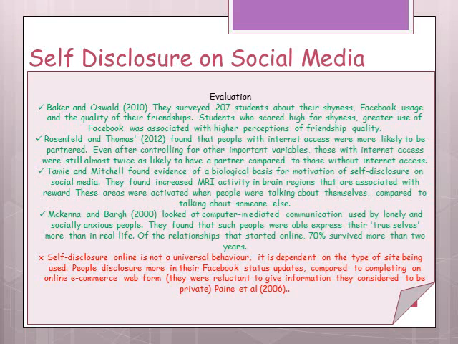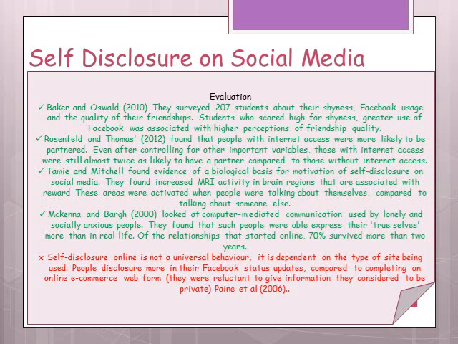Tamir and Mitchell found evidence for a biological basis for the motivation of self-disclosure on social media. They found an increase in MRI activity in brain regions associated with reward, and those areas were activated when people were talking about themselves compared to when they were talking about someone else. So it could be rewarding for us to disclose on the internet, and could become slightly addictive if we become used to those rewards. And McKenna and Bargh looked at the computer-mediated communication used by lonely and socially anxious people, and they found that such people were able to express their true selves more than they were in real life. And of the relationships that started online, 70% of them survived for more than 2 years, which is a strength of online relationships.